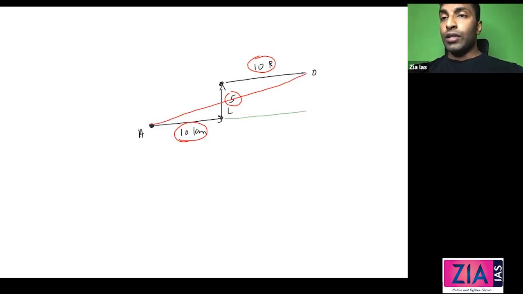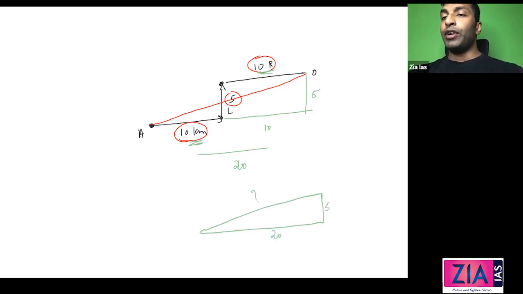You know this is 10 and this is 10, so this is also 10, so this distance will be 20 and this one is 5. So you get a triangle like this, and you need to find this side. This is 20, this is 5, and you can find it using Pythagoras theorem. So these questions are very easy. You just need to know the direction.